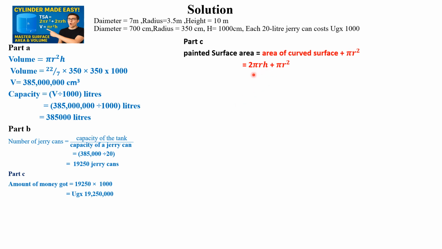Then here, the lateral surface area is 2 pi r h, plus pi r squared. And you can see that this is 2 times pi times r, 350 times 1000, plus 22 over 7 times 350 times 350. Then here we get the answer as 2,585,000 square centimeters.